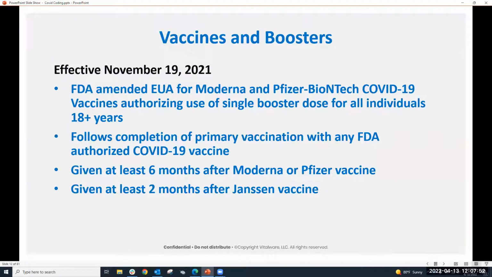So back on November 19th, the FDA amended the emergency use authorization for Moderna and Pfizer to authorize a booster dose for patients 18 years and older.